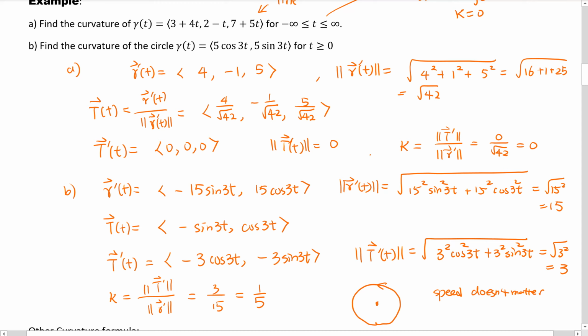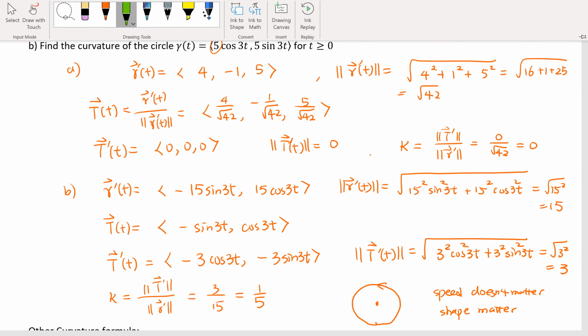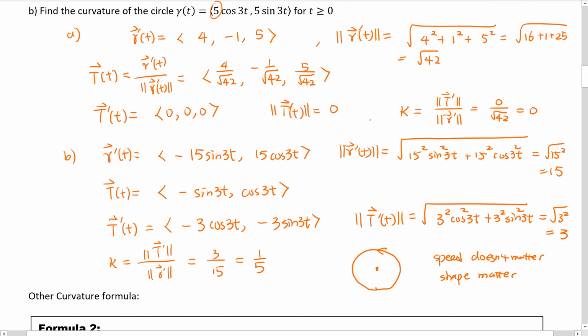And so here only the shape matters. Okay, and in fact, do you notice that this is a circle with radius 5? Later on, we'll see it again: for a circle with radius r, the curvature is 1 over r. So we will talk about this fact again later in this session.